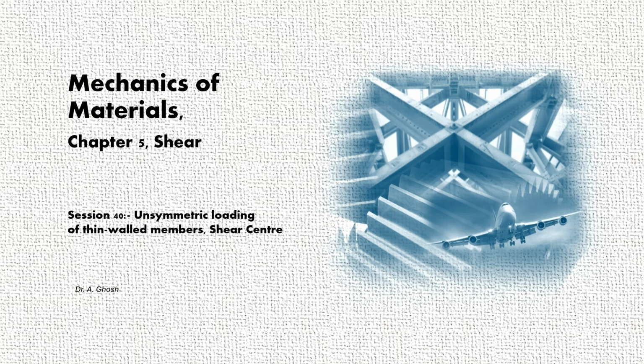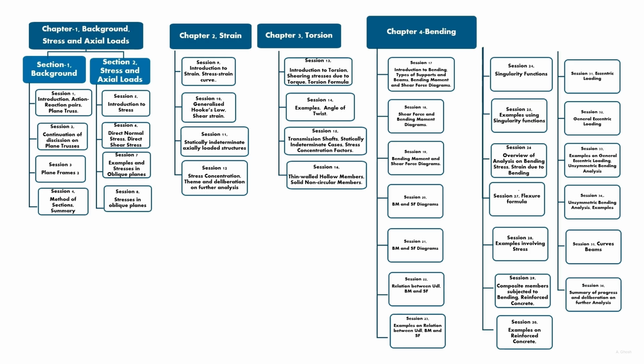We are in chapter 5, which is on shear. This is the 40th session overall, and we discuss unsymmetric loading of thin-walled members and shear center in this session. This is the roadmap of the first 4 chapters. Hence, a background has been given based on which we are discussing the chapter on shear. Equally, bending and shear are inseparably linked.